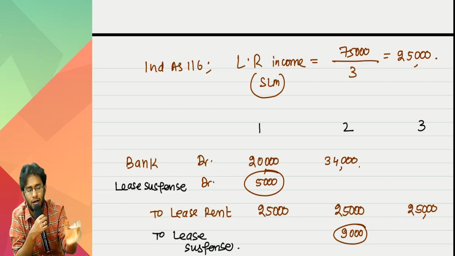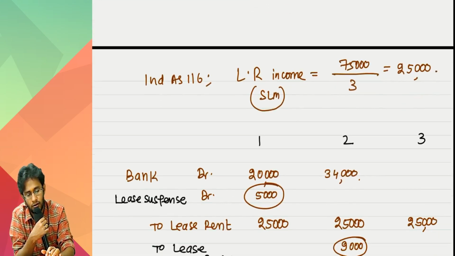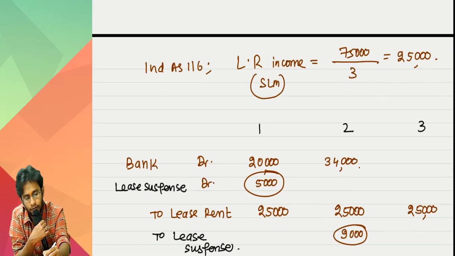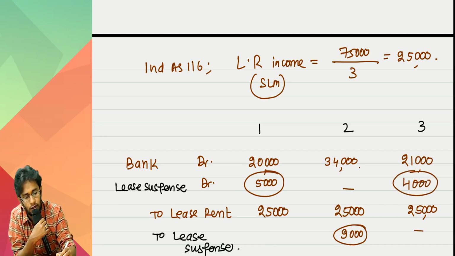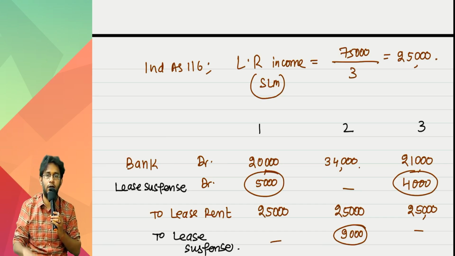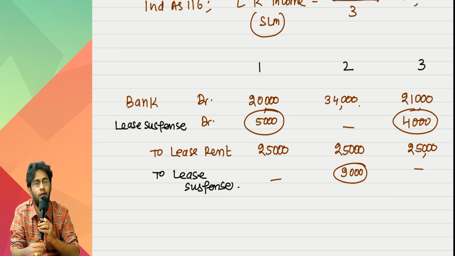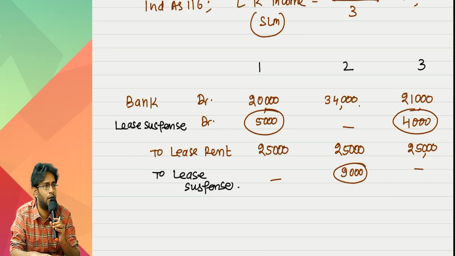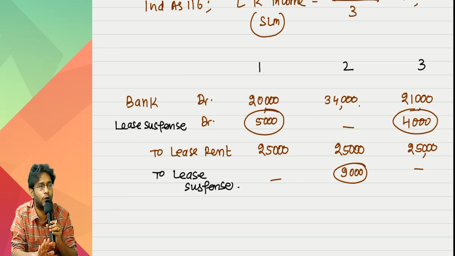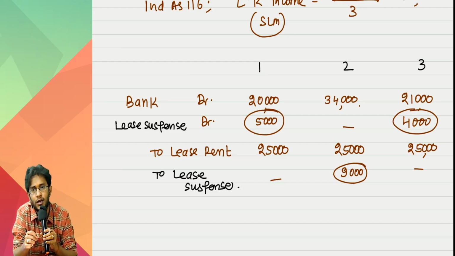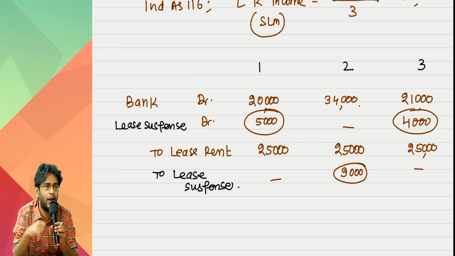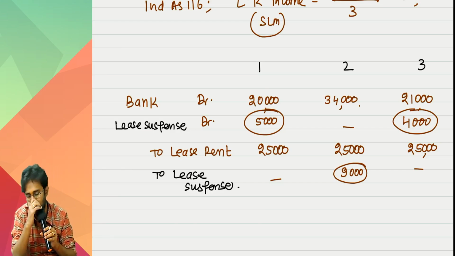Third year, automatically it will die. How much are you receiving third year? 21,000. Receive that. But your income is 25,000. There is a gap of 4,000. With that, your lease suspense account dies. If you don't like lease suspense, call it deferred rent. You don't like that, call it lease equalization account. Some name, who cares? Ultimately, that is going to die. A balance in that lease suspense account either represents a receivable or it represents a payable indirectly. That's an asset or liability. As simple as that.